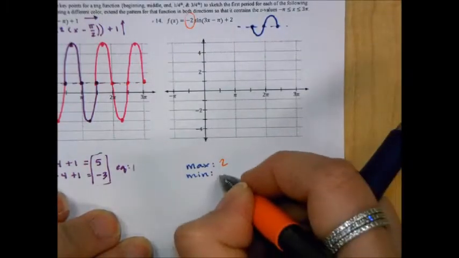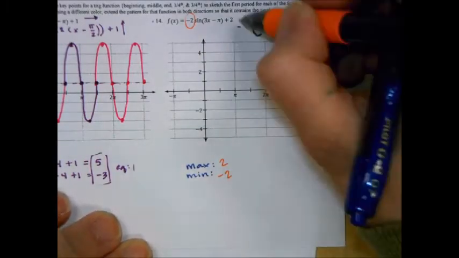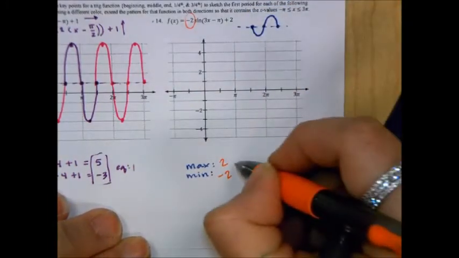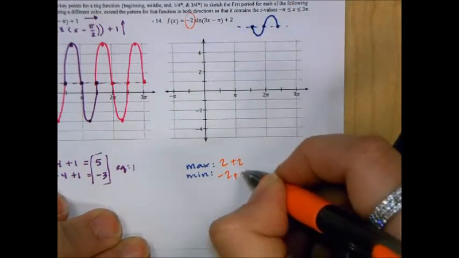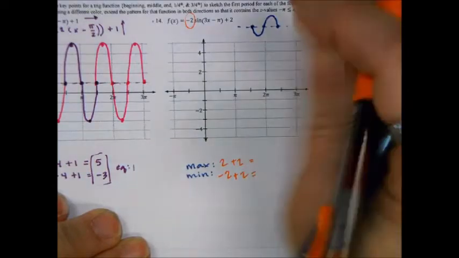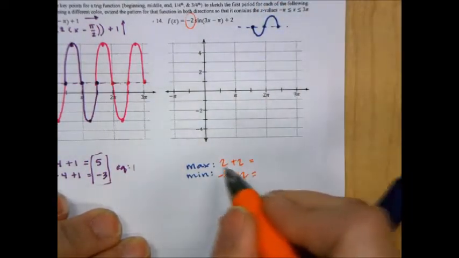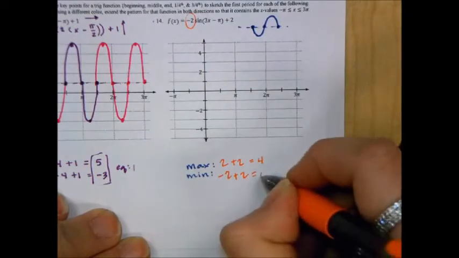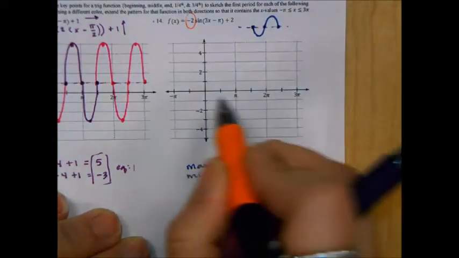But the vertical translation up 2 will adjust that. So if I add 2 to both, you add it to everything, every point is moved up 2. 2 plus 2 is a max of 4. Negative 2 plus 2, a minimum of 0. So my minimums will be touching the x-axis.